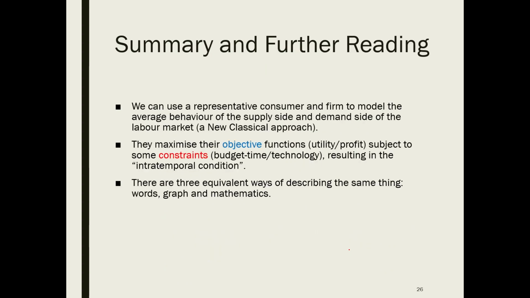To summarize, we adopt the mainstream method of microfoundation to model the labor market by a representative consumer and a representative firm. This method is not flawless, but it is the most popular way. The two agents are rational, so they maximize their objective functions subject to constraints. You should be able to use words, graphs, as well as mathematics to describe the optimization processes.